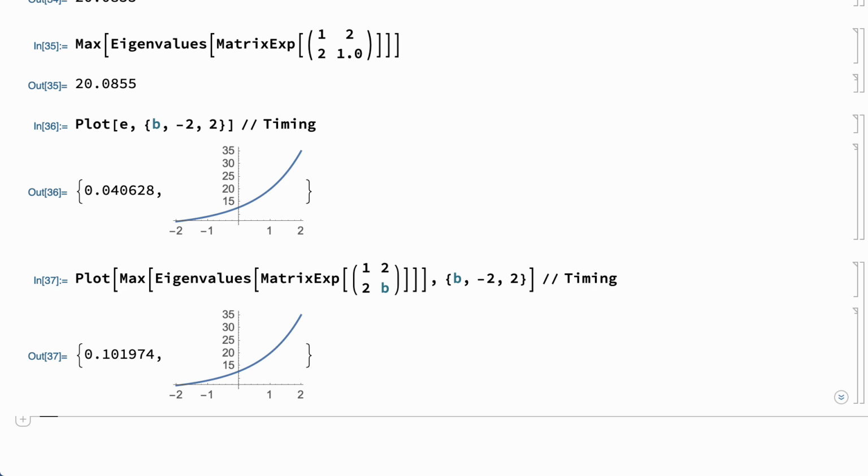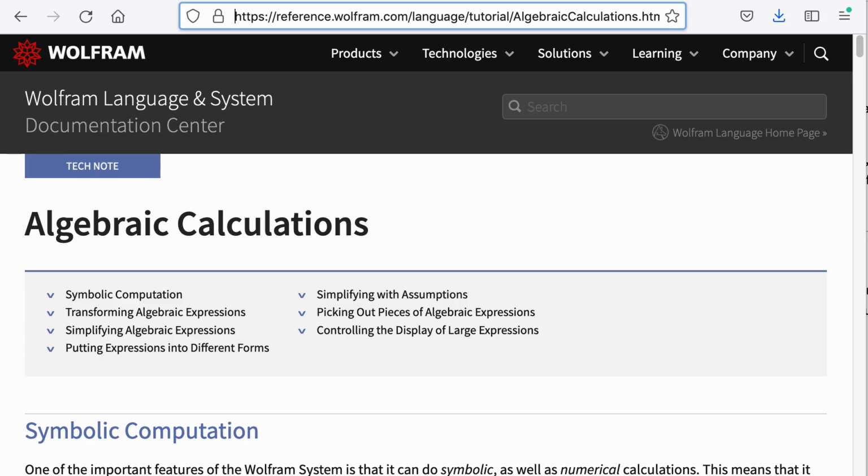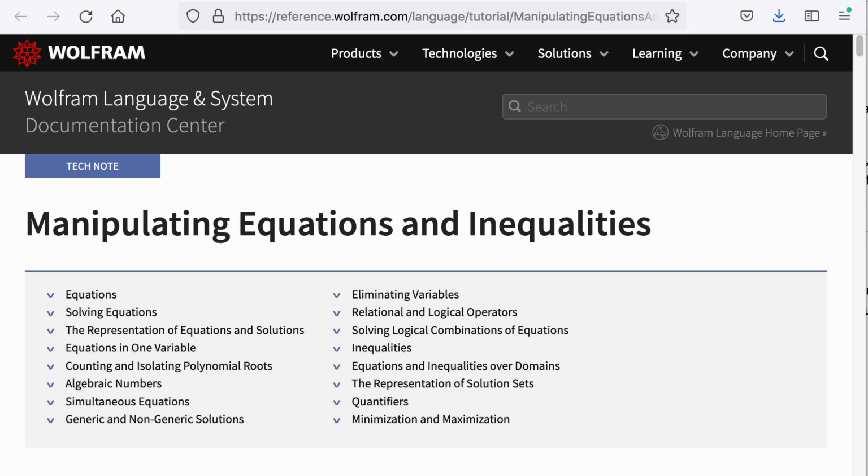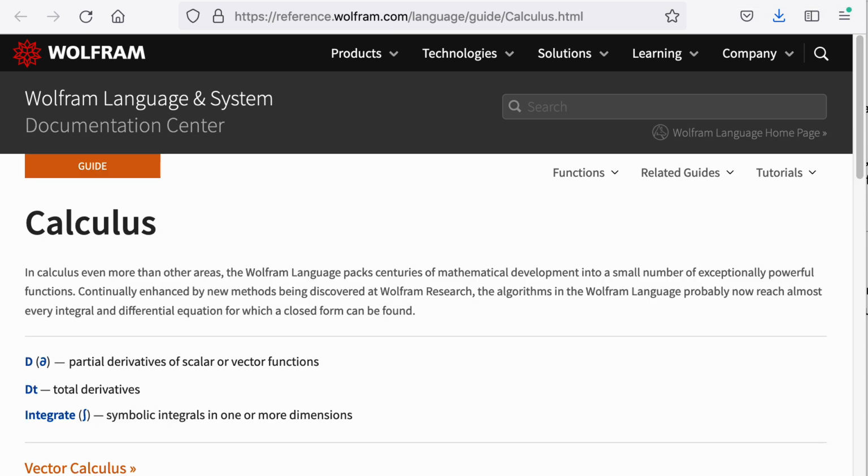Good sources in the Wolfram documentation for more information on symbolic mathematics include links from this page on algebraic calculations and pages on selected topics in mathematics, such as this page on manipulating equations and inequalities and this page on calculus.